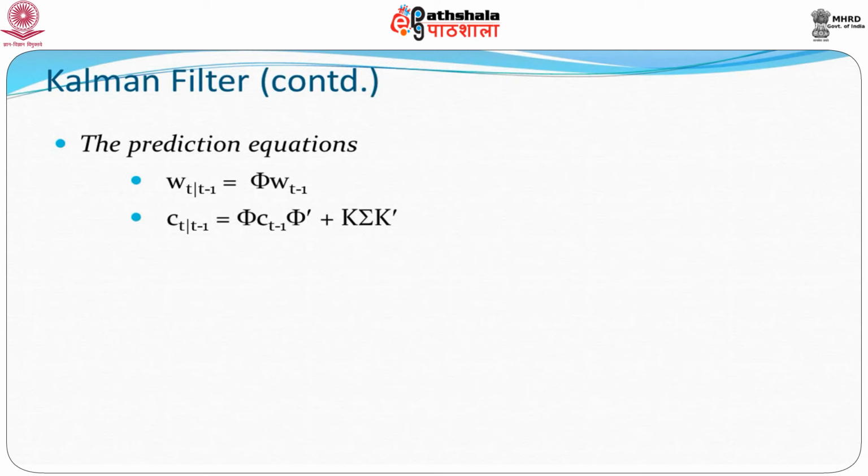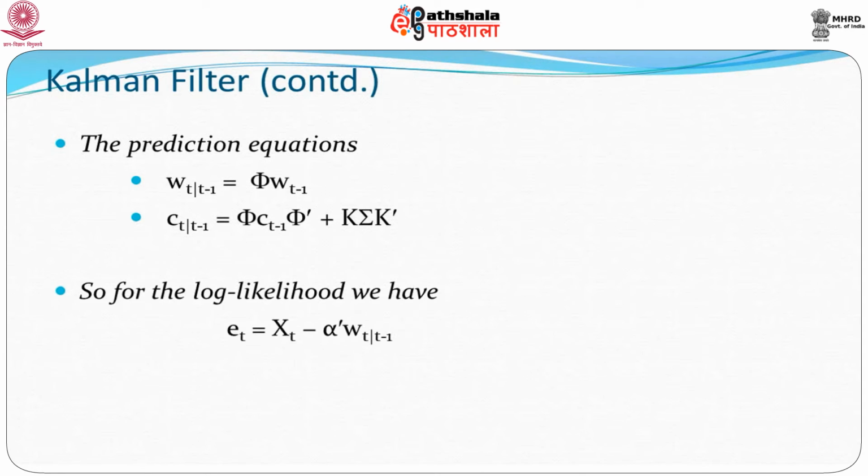Now, once xt becomes available, we construct this regression model with Wt given t minus 1 and xt. The first is a vector of the predicted state variables, and xt is the observed variable. This is equal to (I, alpha prime) Wt plus (Wt given t minus 1 minus Wt, epsilon t).